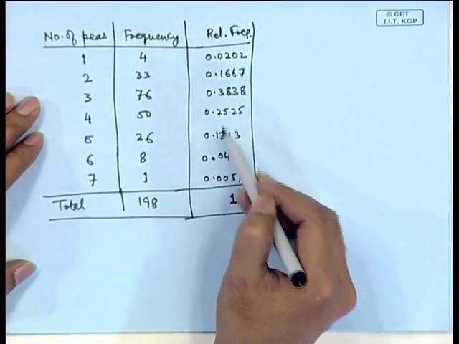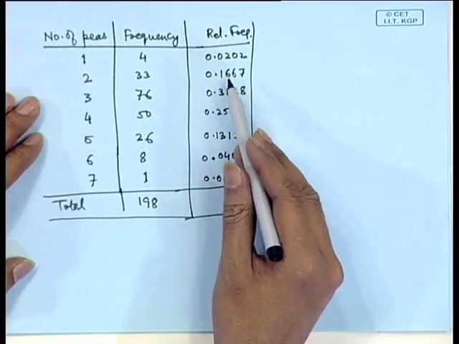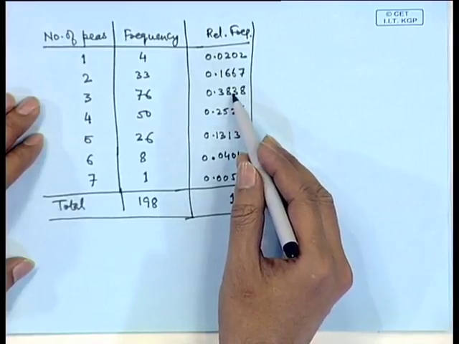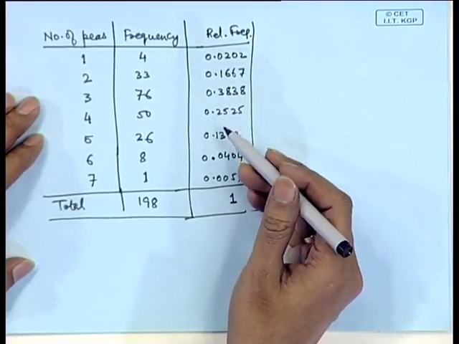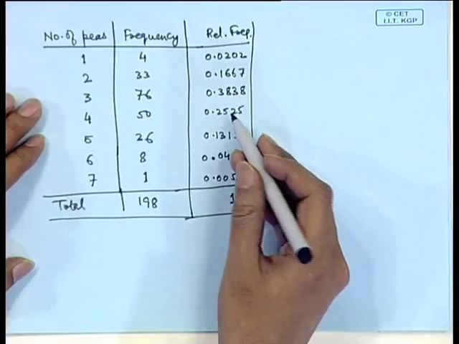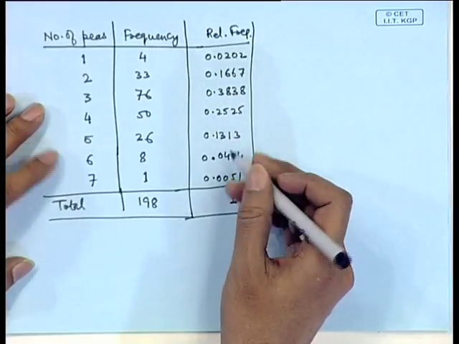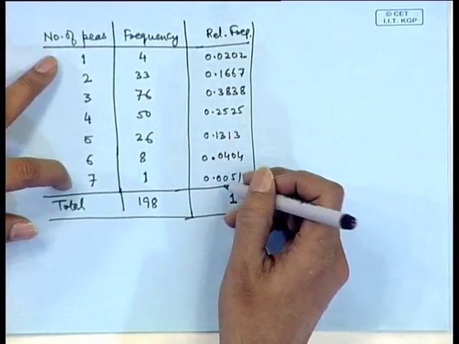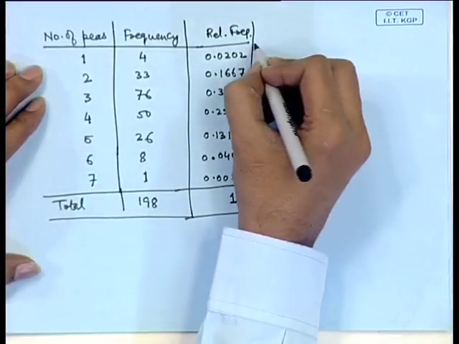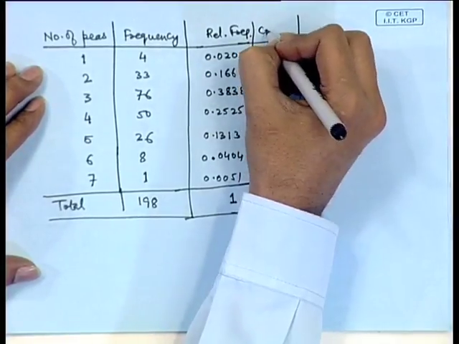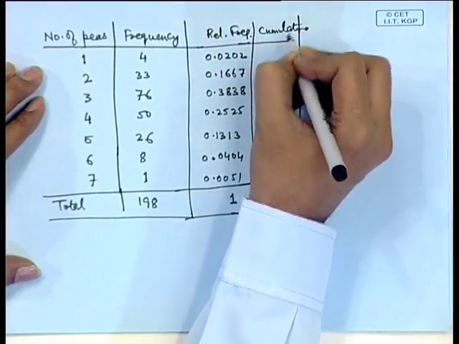If we look at the last column, it tells the relative occurrence of each number in the sample. For example, 3 occurs nearly 38% of the times, say 2 occurs nearly 16.6% of the times, 4 occurs nearly 25% of the time, whereas 1 or 7 occur very little. So, 1 occurs only 2% and 7 occurs only 0.5% of the times. So, this information is also useful. Sometimes we look at cumulative frequencies.